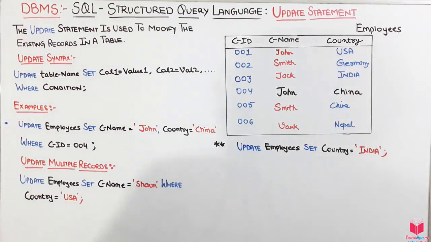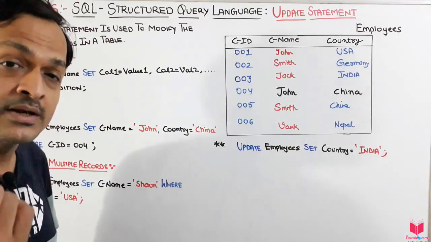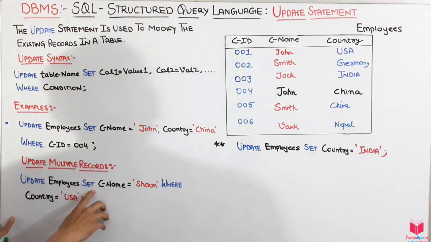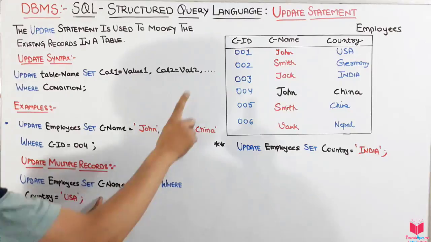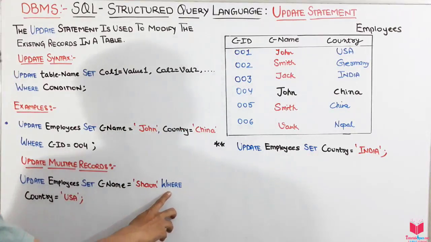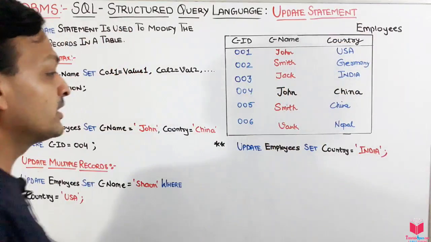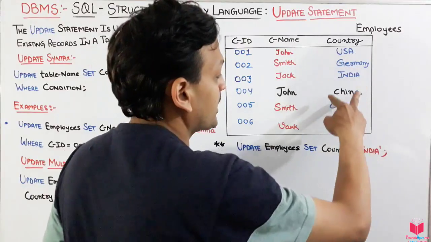Okay guys, now there is another way, to update multiple records. If we want to update multiple records with one query, see this. UPDATE employees in the same manner: UPDATE employees SET CNAME equal to Sean. We have to set CNAME, that is customer name, to Sean, WHERE country is equal to USA. What will it do? First it will go to the country attribute and find out where the USA is.